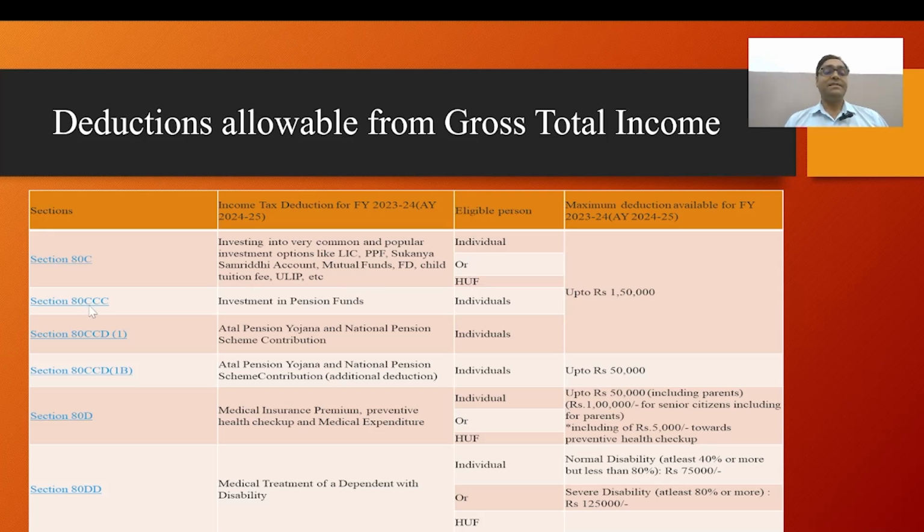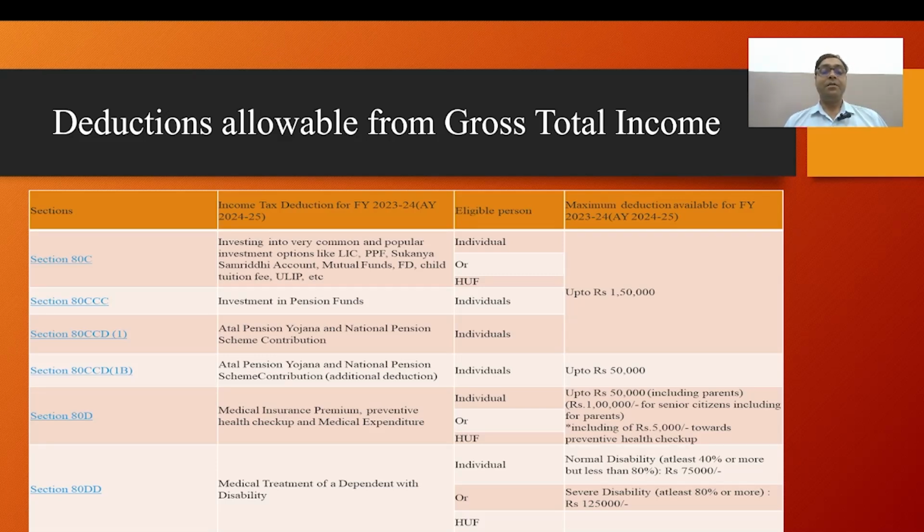Now section 80CCC, investment in pension funds. It is for the individual, not for HUF. And section 80CCD, it is the Atal Pension Yojana and National Pension Scheme contribution. It will be applicable to the individual. In 80C to 80CCD the total deduction is 1,50,000 as per the old regime.